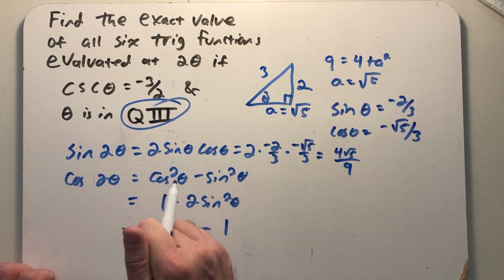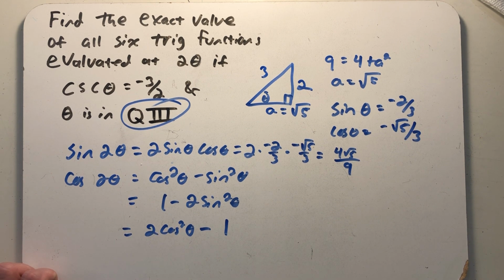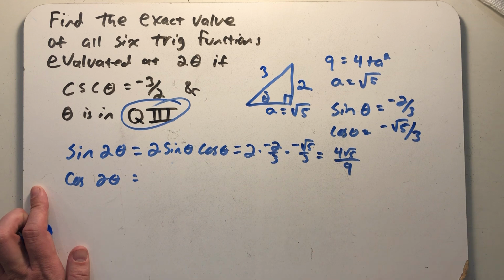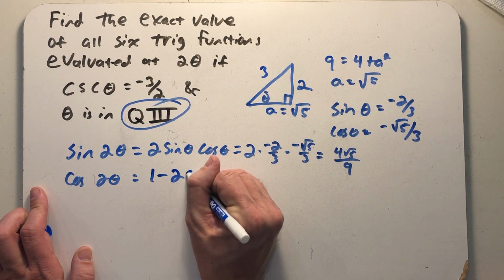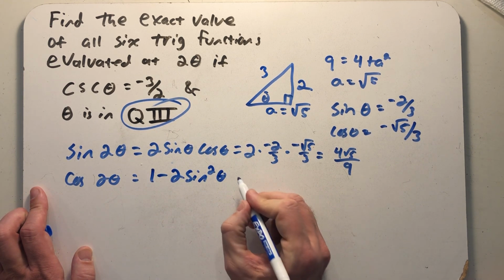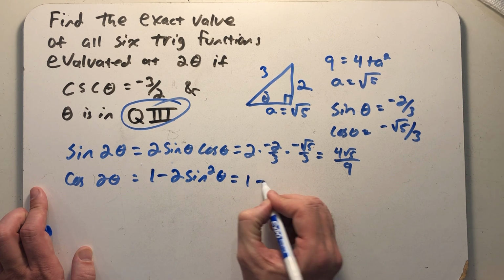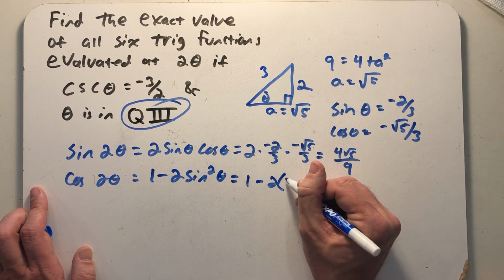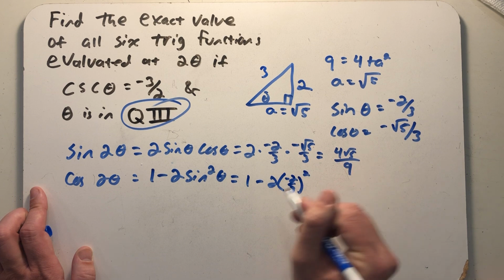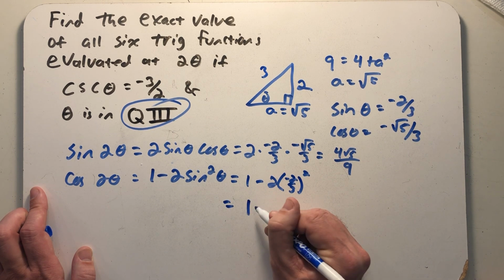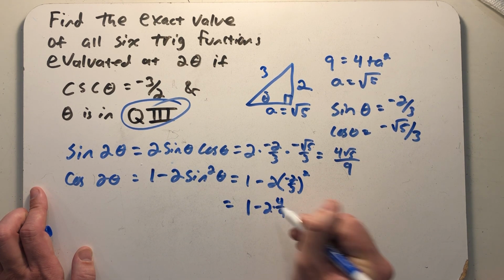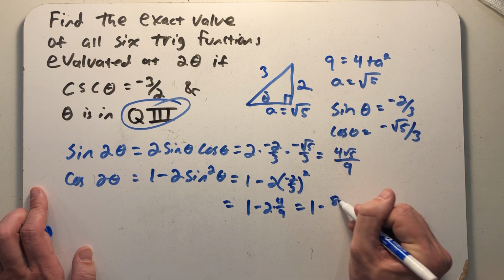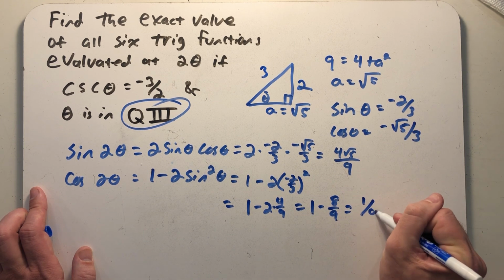I need to pick one of my double angle formula identities for cosine to use, and since the closest thing to given information I have to use is that, I'm going to use this middle identity: 1 minus 2 sine squared theta. All right, so 1 minus 2 times minus 2 over 3 squared. Well, that's going to be 1 minus 2 times 4 ninths. 1 minus 8 ninths is 1 ninth.